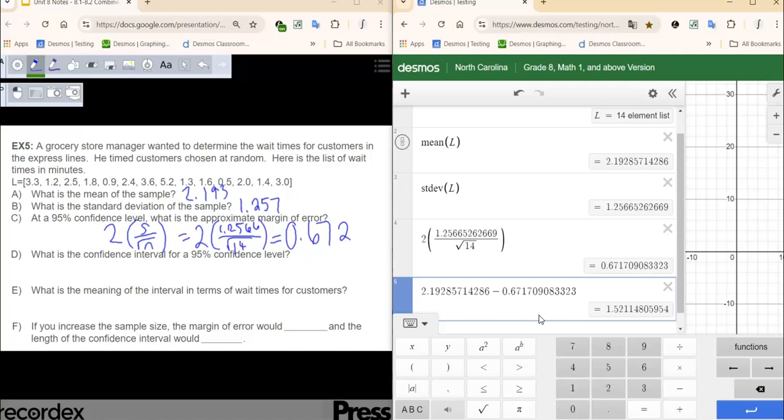And so that lower number, 1.521, is the lower amount of time that you would expect for someone to have to wait. Then, if I change it to a plus, I will get 2.865.